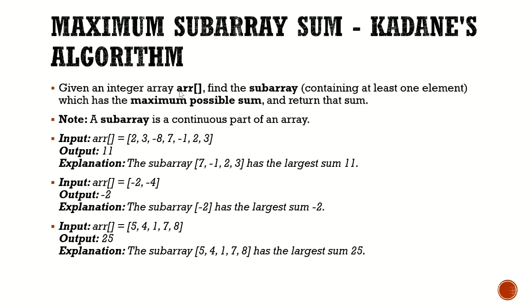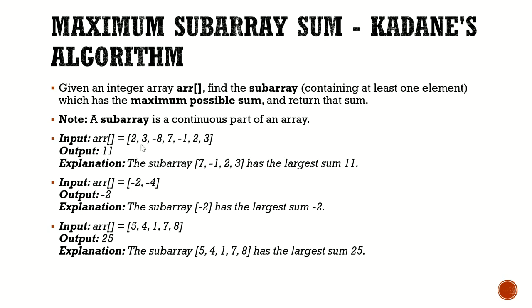So given an array, we need to find a subarray. A subarray could be at least one element, which has the maximum possible sum. To be precise, we need to find the maximum possible sum of a continuous subarray and return that sum. A subarray is a continuous part of the array. We will see some examples here.